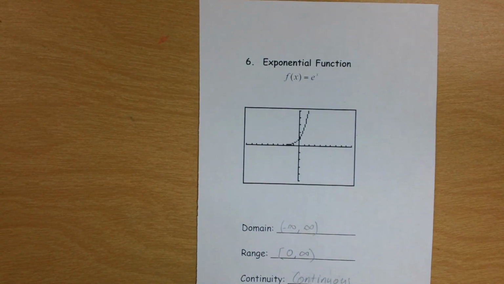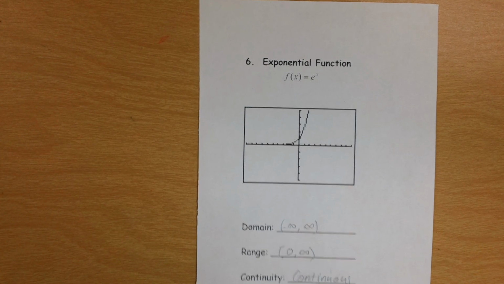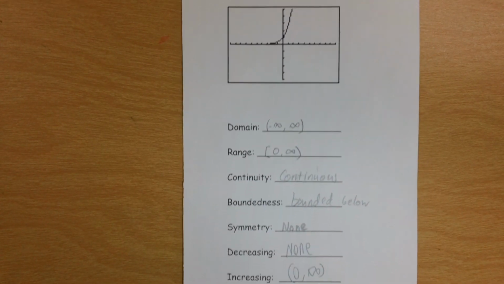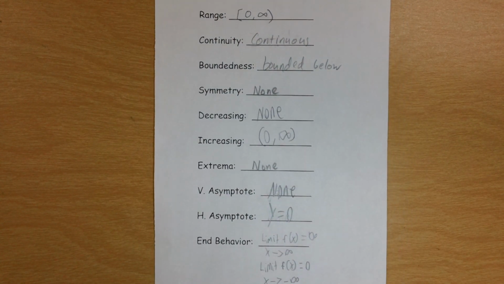The domain of the function f of x equals e to the x is negative infinity to positive infinity. The range is 0 to infinity. The continuity is continuous. It is bounded below. It has no symmetry and is not decreasing. This function is increasing from negative infinity to infinity.